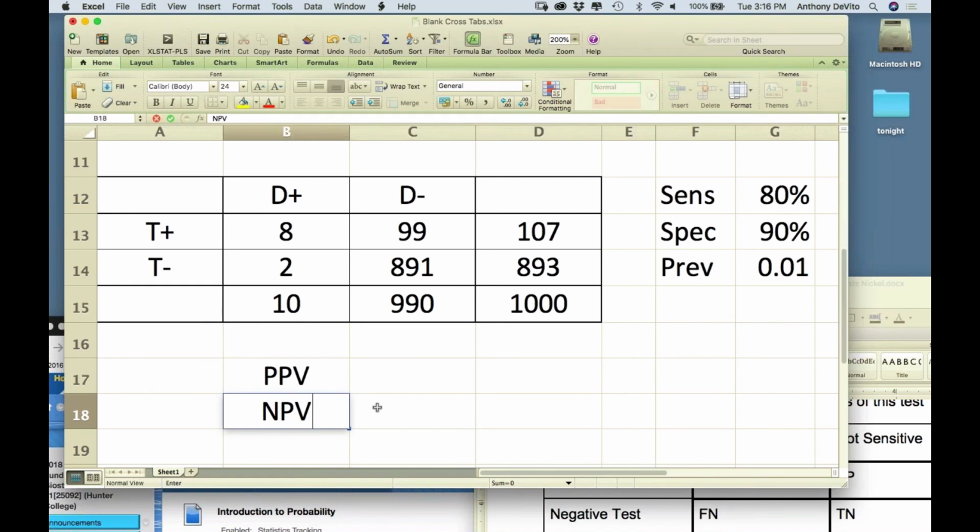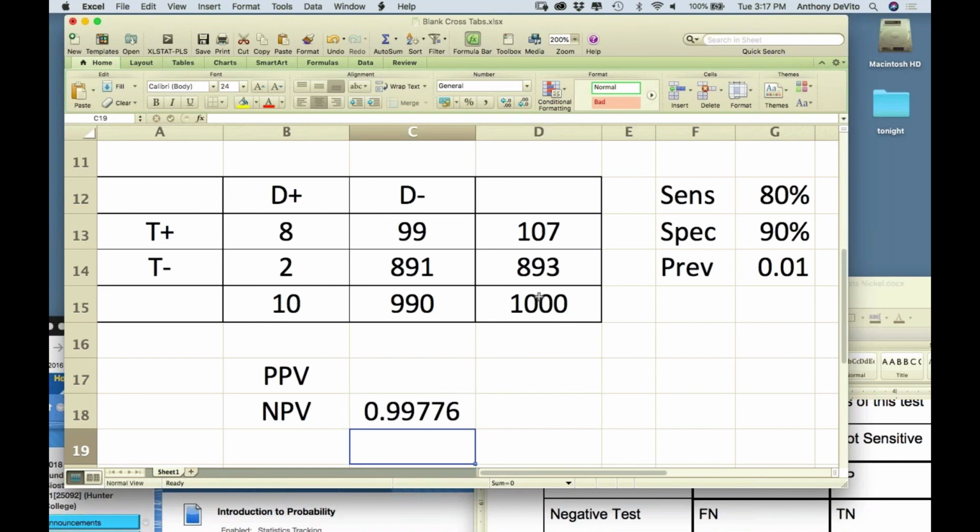I'm going to start with my negative predictive value. And what is that equal to? That's equal to the people that it got right, the true negatives, divided by the true negatives plus the false negatives, which is 893. Okay, almost 100% of the time it got it right. 99.8% of the time it got it right.